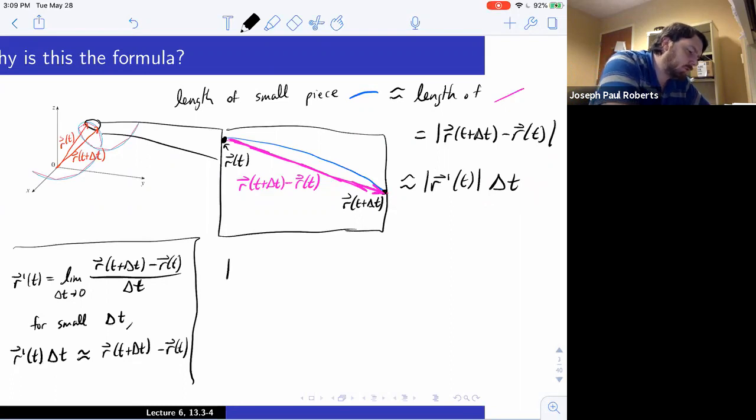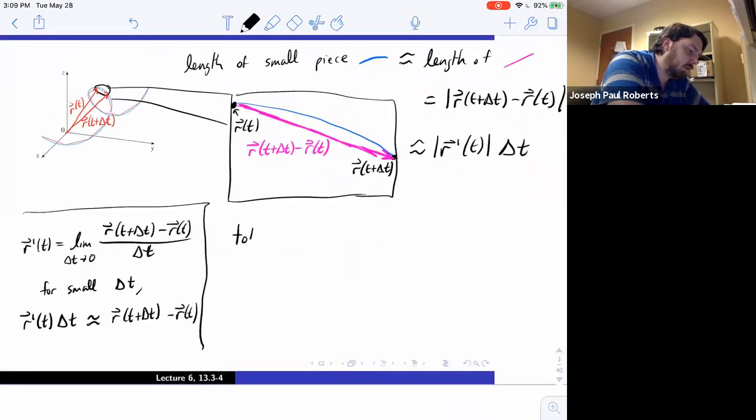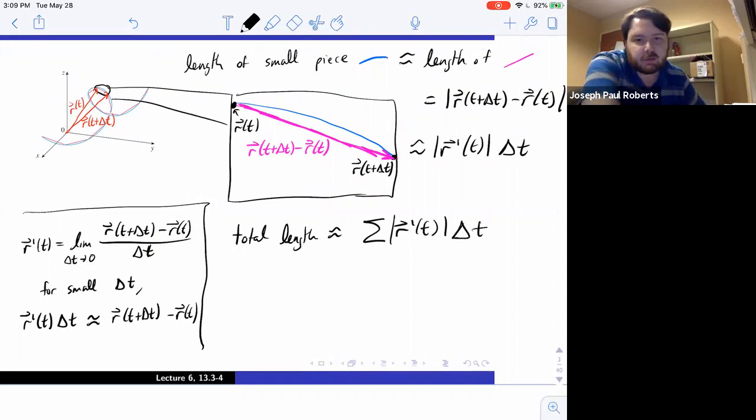So the total arc length should approximately be, add up a bunch of these small pieces, right? So we just focused on one piece so far. So let's add up the approximate length of all these pieces, all those other little pink line segments you see in the picture.